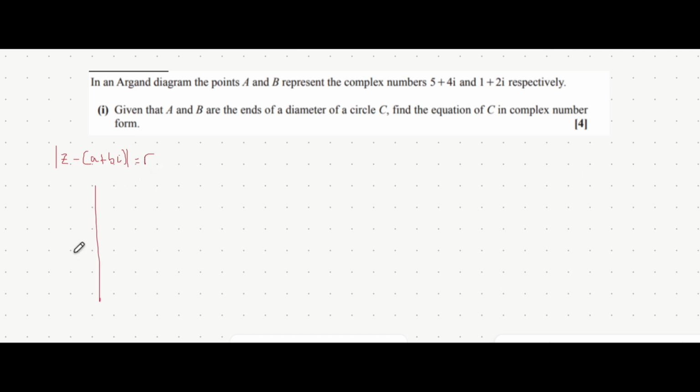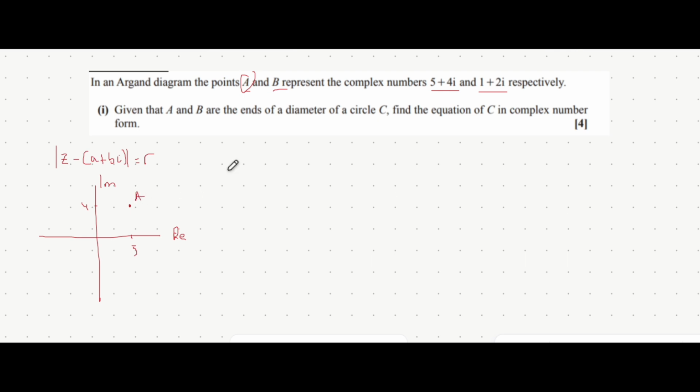An Argand diagram, just a reminder, is where the real axis is represented on the x-axis and the imaginary axis is represented on the y-axis. It tells you that in an Argand diagram, the points A and B are represented by 5 plus 4i and 1 plus 2i. So point A is 5 across and 4 up on the Argand diagram. So let's draw that very briefly. It doesn't need to be very accurately drawn. It's just for you to imagine it yourself.